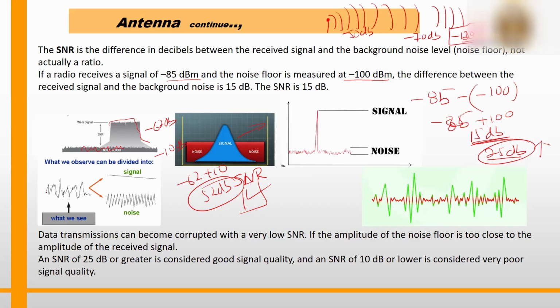And in real time, you can see this is a combination of legitimate signal plus the noise. Okay, this is how it looks. When you segregate it, you can see the signal and the noise. So data transmissions can become corrupt with a very low SNR, if the amplitude of the noise floor is too close to the amplitude of the received signal. An SNR of 25 dB or greater is considered to be a good signal quality.